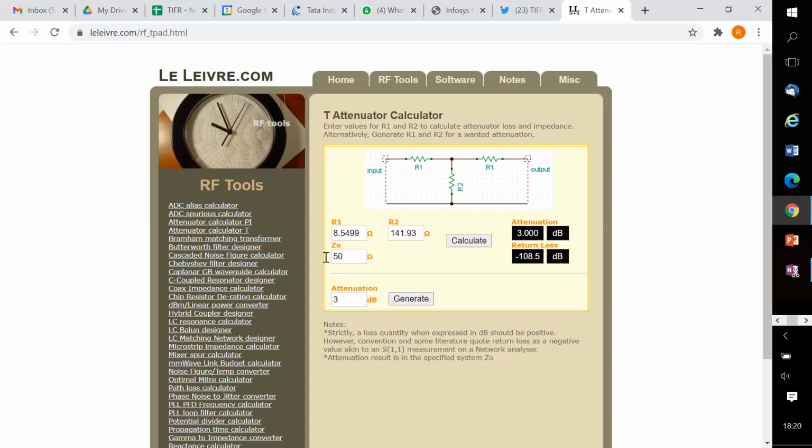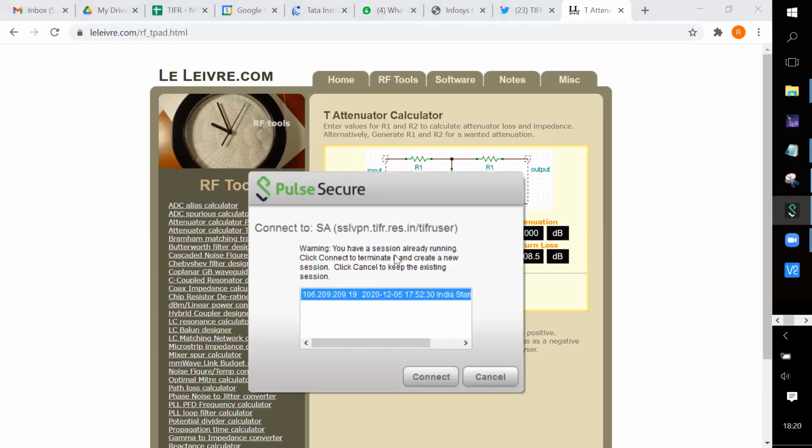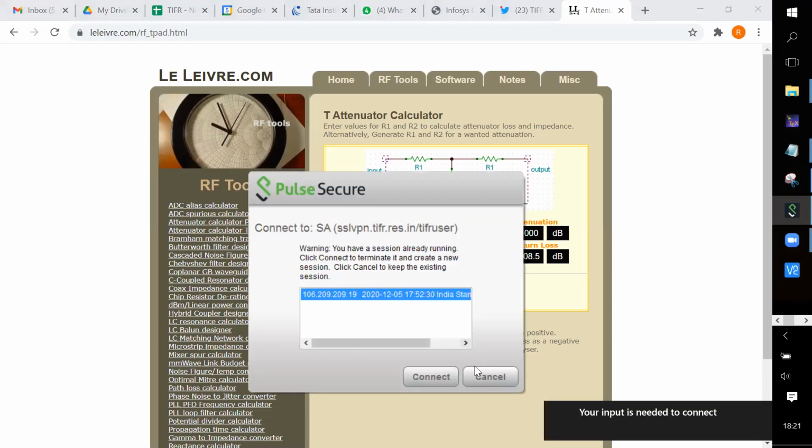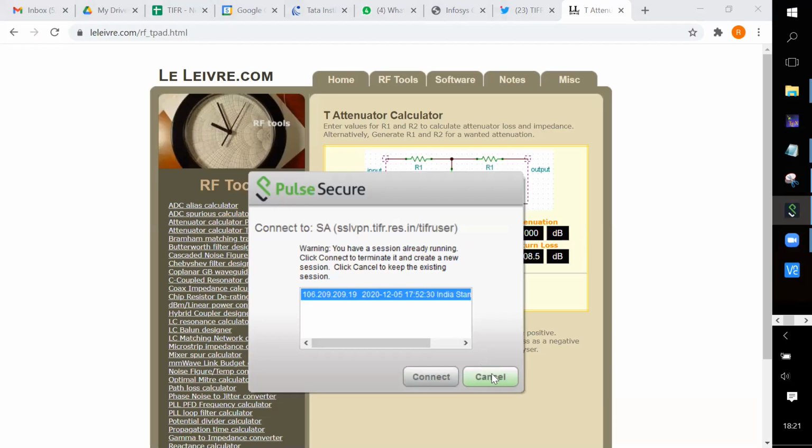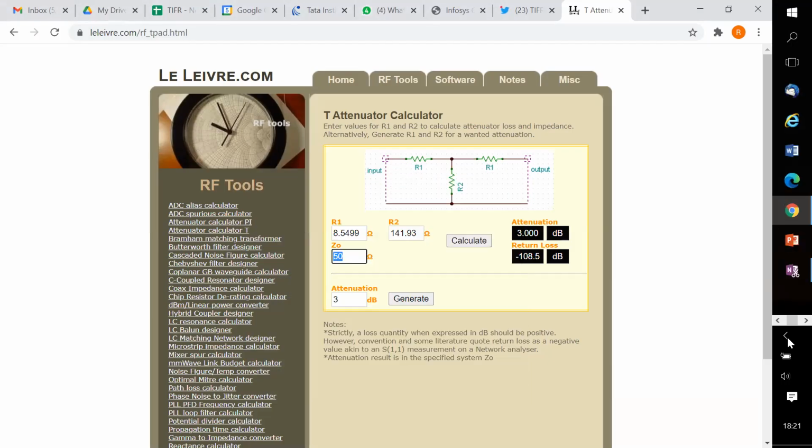Remember that the value of Z0 is specified because these attenuation values and the reflection coefficient being 0 are all very specific to the characteristic impedance of the system you're working in.